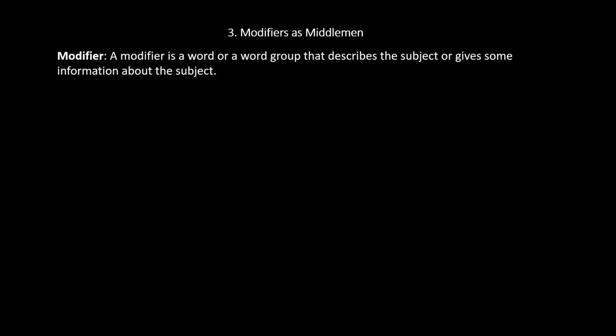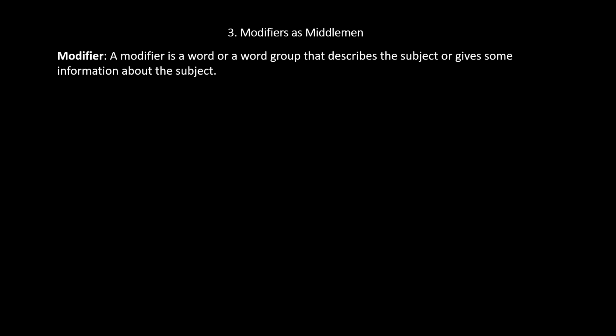Now, let us discuss one more subtopic in subject-verb agreement, that is modifiers as middlemen. What is a modifier? A modifier is a word or a word group that describes the subject or gives some information about the subject. Read the following sentence. The Sun Temple, which is situated in the Bay of Bengal coastline, was built in 1250 AD.